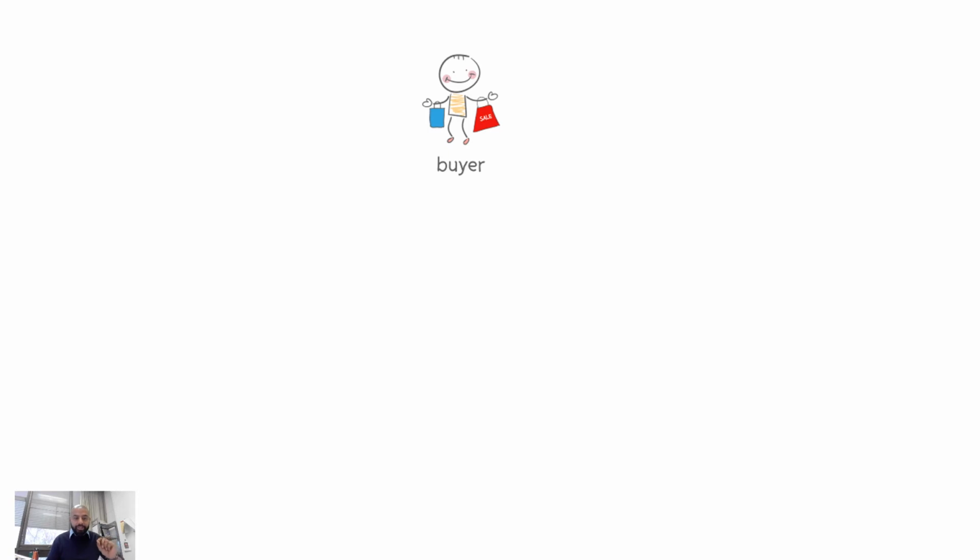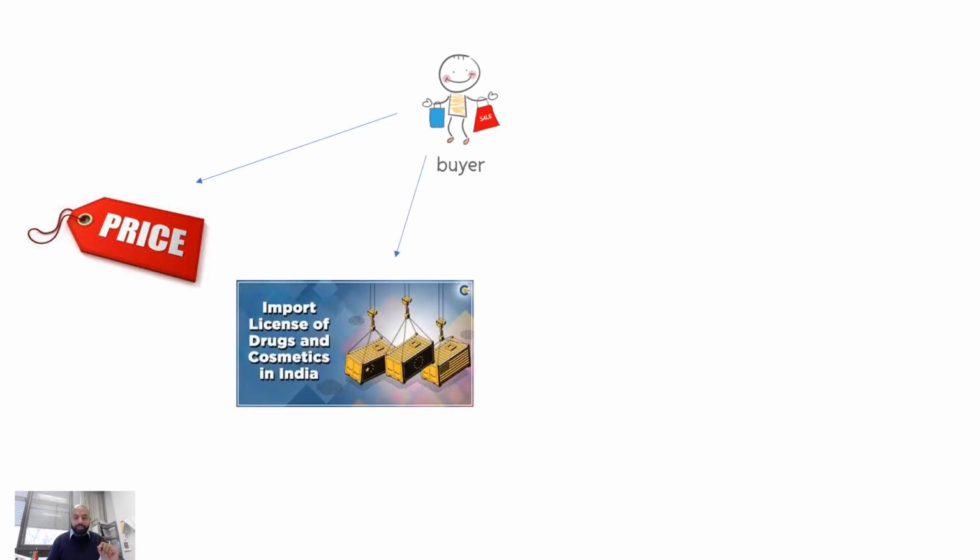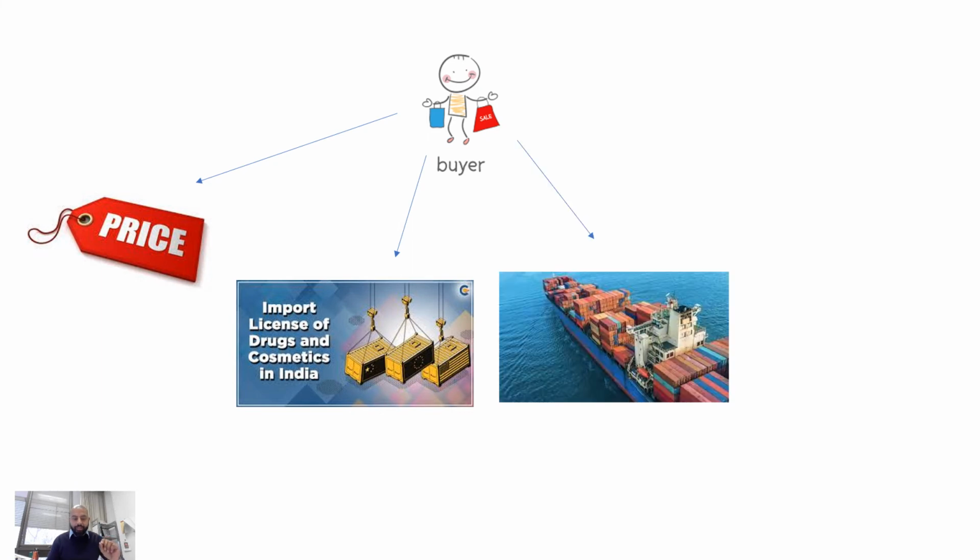The buyer in this case must pay the price as agreed in the sales contract. He should also, if required, arrange for the necessary import license or permits. The buyer will have to bear the expenses of carriage from the named place. And the buyer must take delivery of the goods when they have been delivered by the seller.